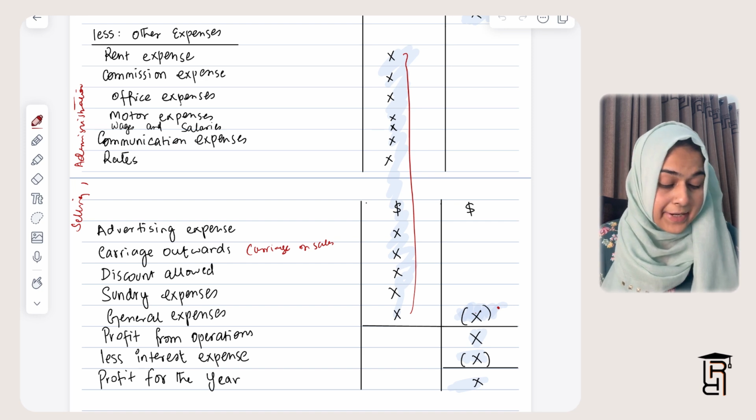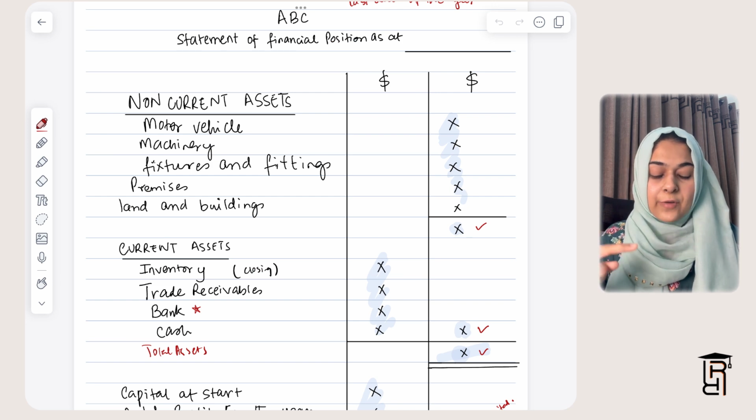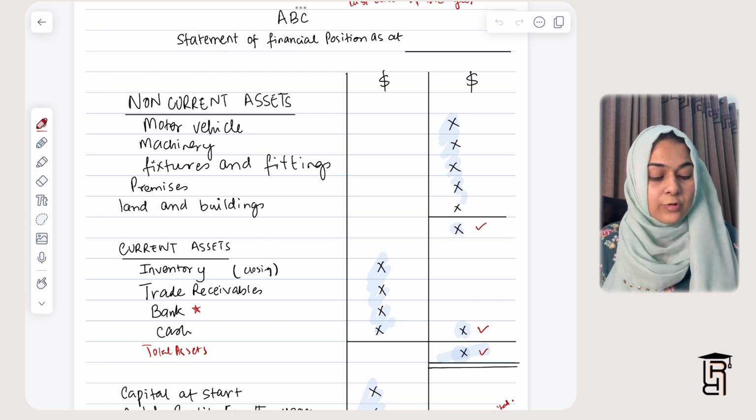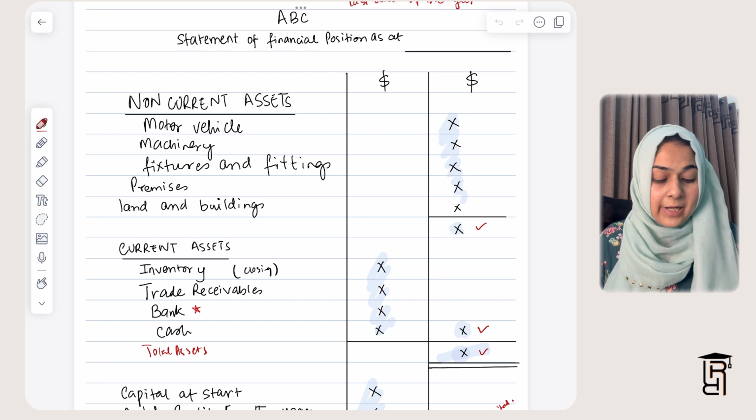That's it. For the statement of financial position, again, you can also use the first column to write the value of each of the non-current assets, and then write the total in the second column. But you can also use the second column to write each of the values of the non-current assets, and then write the total right here, right below all the values. And then for current assets, you always use the first column, and then write the total in the second column, and then you do total non-current assets plus current assets, so you get total assets.